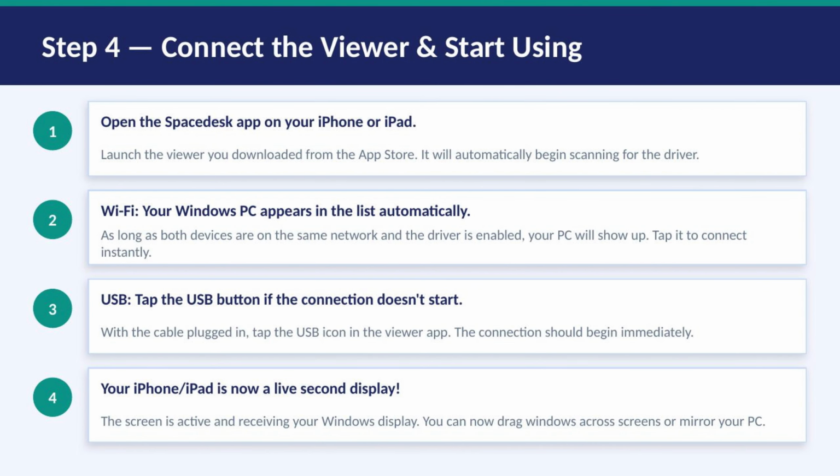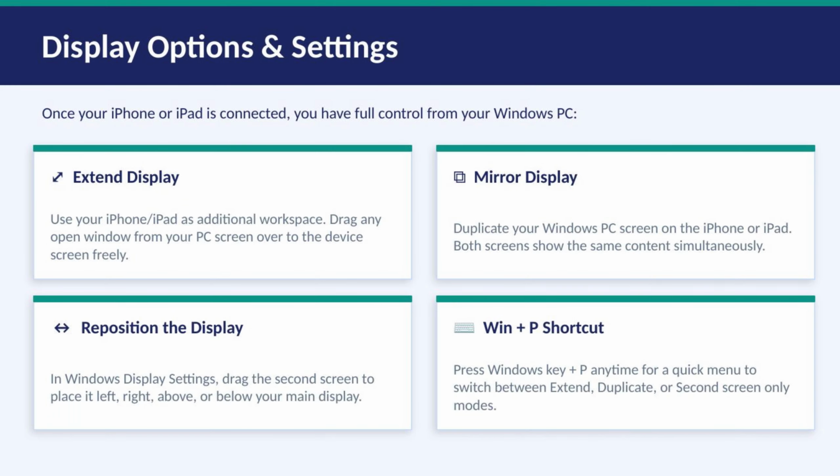Step 7. Configure your display settings. Once connected, you can customize how your iOS device functions as a display. Quick settings. Press Windows key plus P on your keyboard to quickly choose between Duplicate, mirror your main display; Extend, use as additional screen space; or Second screen only.